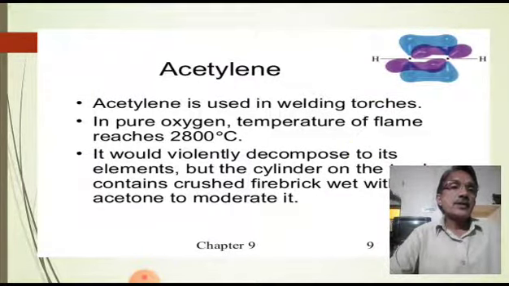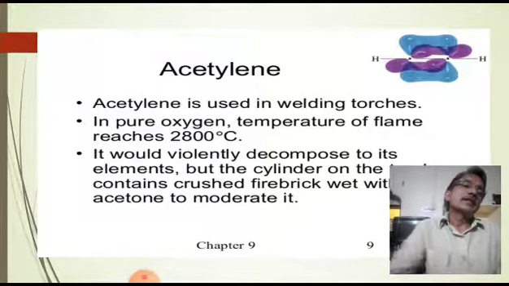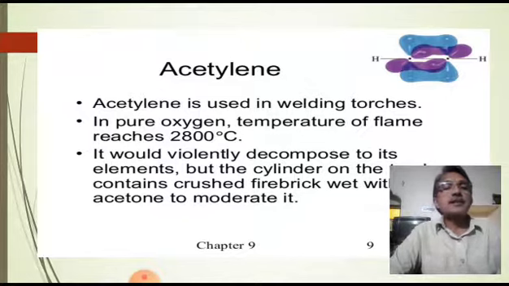Acetylene gas is used in welding torches. In pure oxygen, the temperature of an oxyacetylene torch will be 2800 degrees centigrade. Acetylene is a combustible gas. When acetylene burns in oxygen, it produces an oxyacetylene torch. This torch is used for welding of railway track. The temperature of the oxyacetylene torch will be nearly 3000 degrees centigrade.